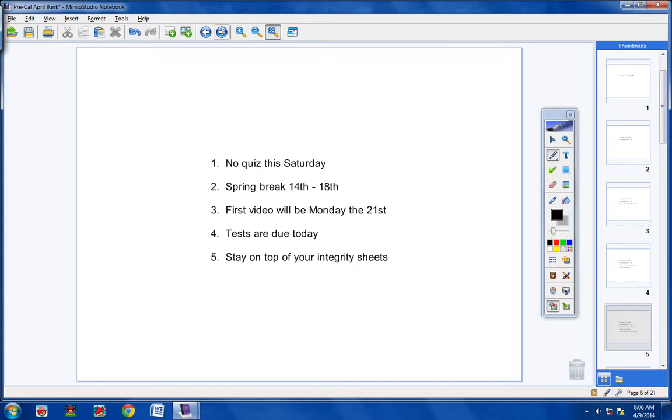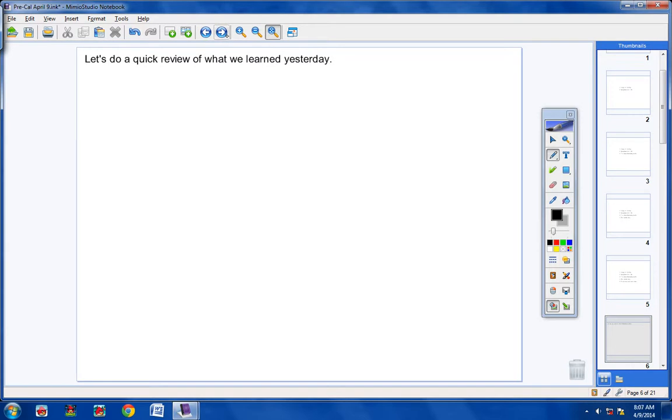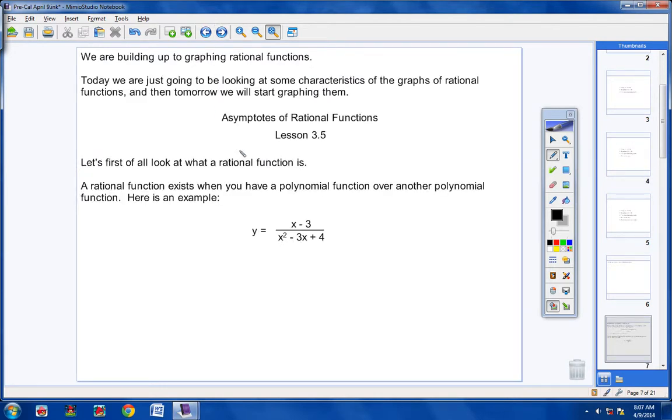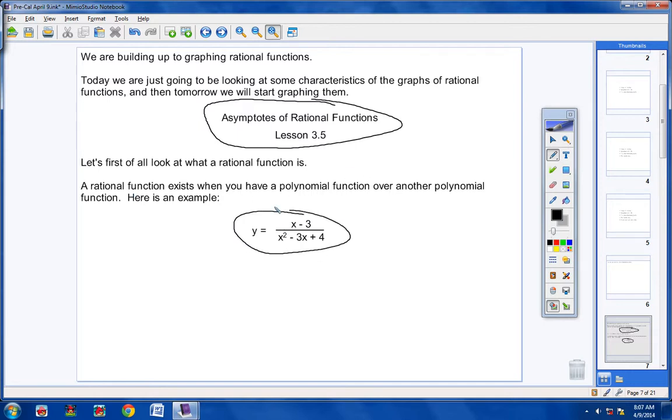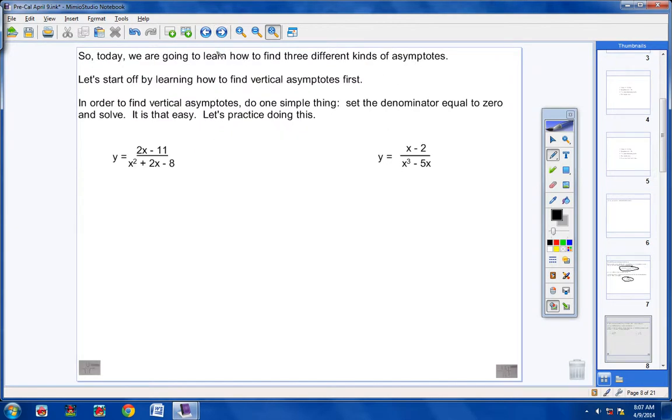All right, well, let's do what we've always tried to do here lately. I've been trying to review every day what we covered during the week. So let's do a quick review of what we learned yesterday on Tuesday. Okay. First of all, we learned how to find asymptotes, okay? And we talked about what is a rational function. So I gave you a definition and I gave you examples of what rational functions are. Then we looked at how to find 3 different types of asymptotes.